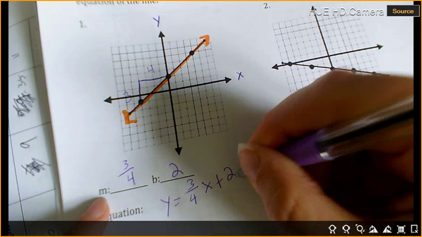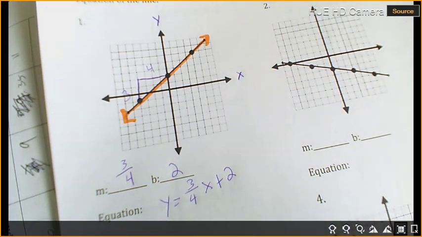Good. Okay. You need to show me 2 through 6 before you leave. And then the rest is going to be homework.